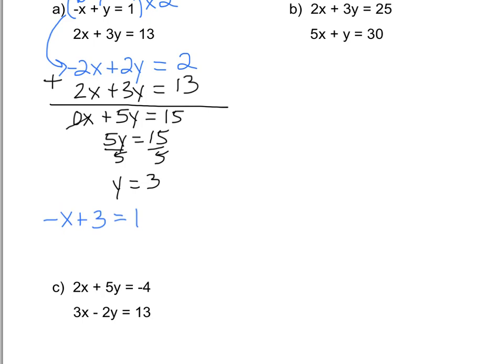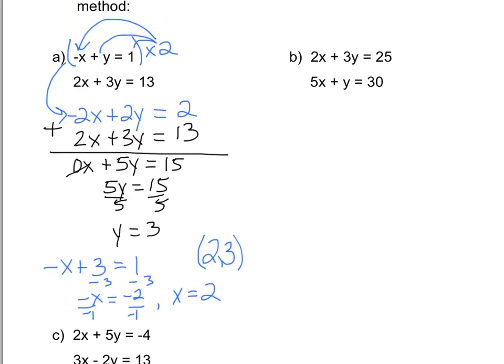And we solve for x. So I'm going to subtract 3 from both sides. So I have negative x equals negative 2. And then I have to get rid of this negative in front of the x, so I divide by negative 1. So I get x equals 2. So the point of intersection, or the solution to this system, is the coordinate 2, 3. Now let's look at example B.